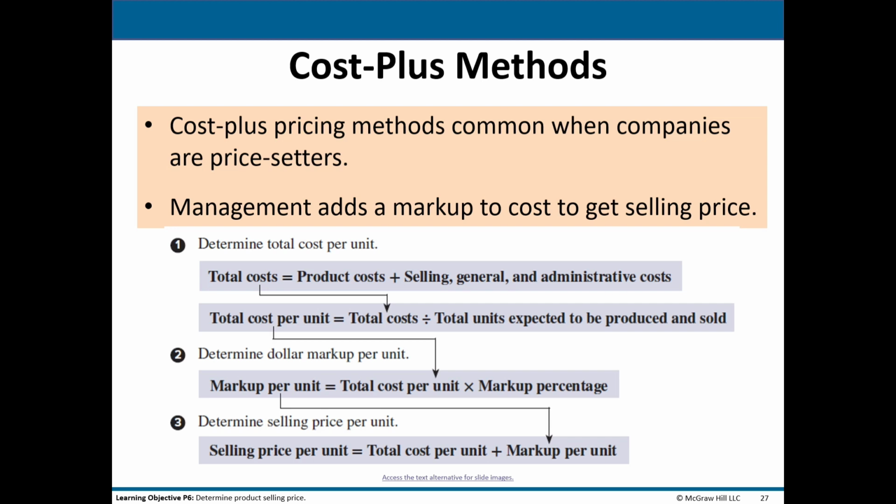First, determine total cost per unit. This is the product costs plus selling and administrative costs. Total cost divided by total units expected to be produced and sold. Second, determine the dollar markup per unit. Total cost per unit times the markup percentage. Third, determine selling price per unit, and that's just the total cost per unit plus the markup per unit that you determine.